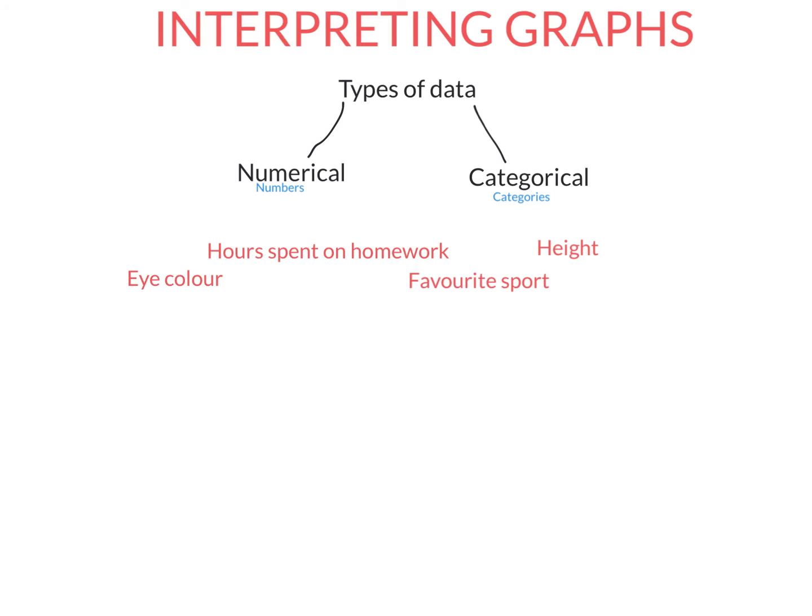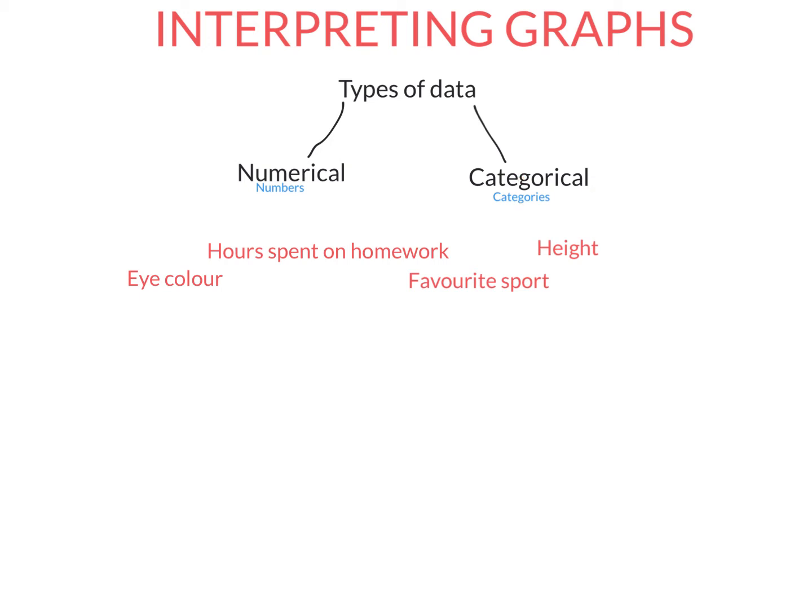Thank you so much for tuning into this video in which we will look at interpreting some different statistical graphs. So before we get to those graphs, we need to know the difference between the two types of data, because which graph we use, which statistical graph we use, will depend on which type of data we have. So these are the two types of data. Numerical is when the data is in numbers, and categorical when it's in categories.